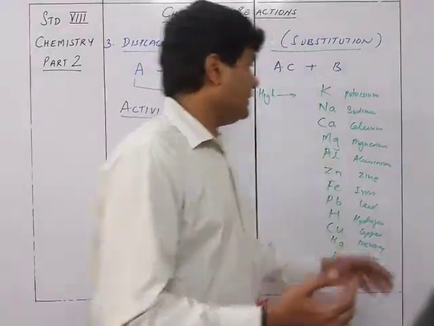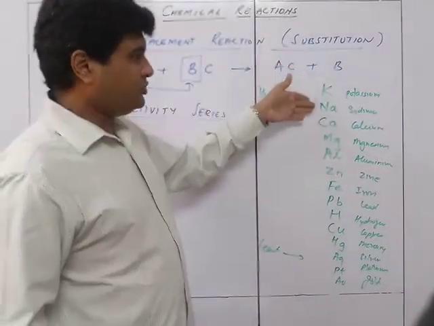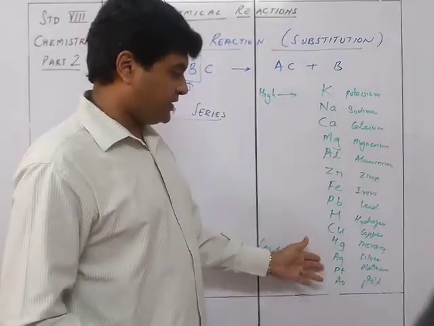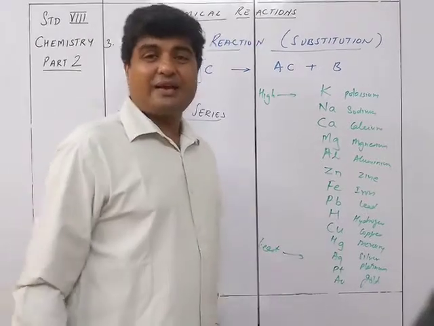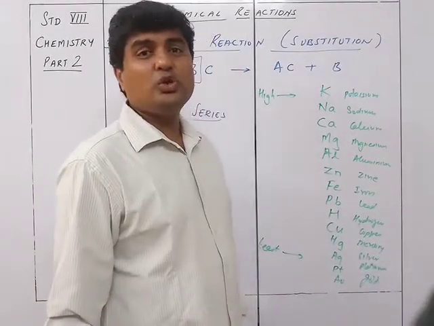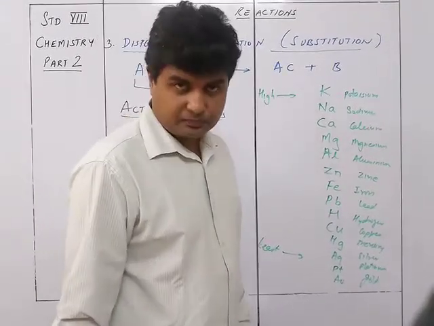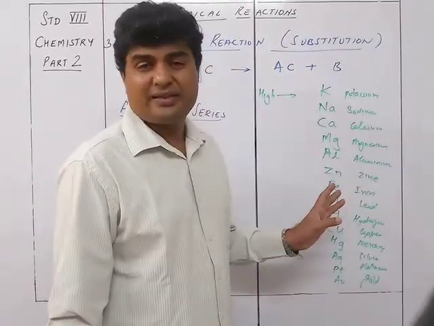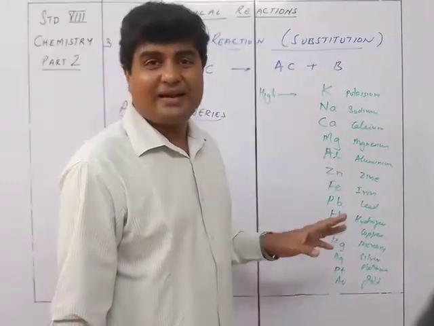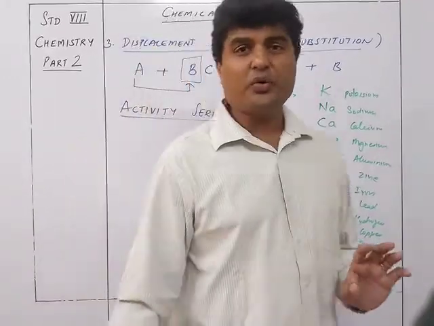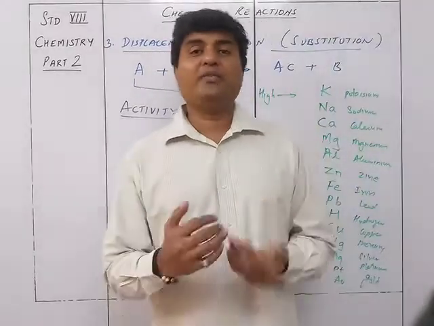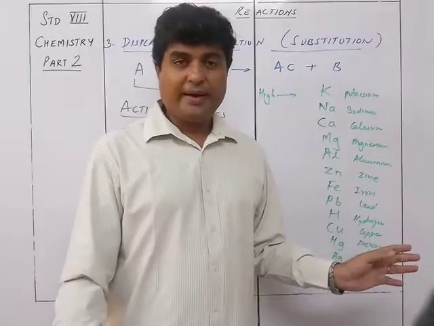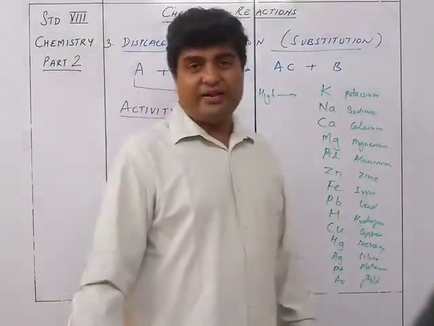So we can see over here that potassium, sodium, calcium, magnesium, aluminum, zinc, iron, lead, hydrogen, copper, mercury, silver, platinum, gold. This is the reactivity series which you need to learn by heart. Okay, not for the 8th standard. 8th standard maybe you are not required to learn this thing completely, but in the 9th and the 10th standard it is very important for you to know these things, because many of the reactions will be helpful if you know this particular thing over here, right? So this is called a reactivity series.